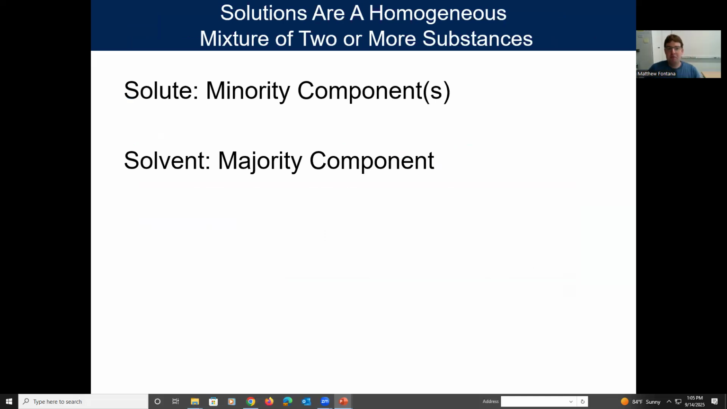Now we want to go into our formal definition of a solution. We've talked about solutions of water in the earlier part of this lecture. Solutions are described as a homogeneous mixture of two or more substances. In short, the solute is called the minority component or components, and the majority component is called the solvent. Whatever you have the most of, that's the solvent, and whatever else is dissolved in the solvent is the solute or solutes.